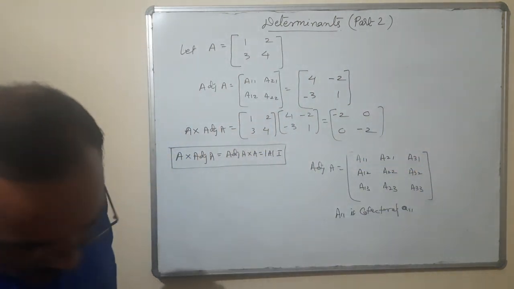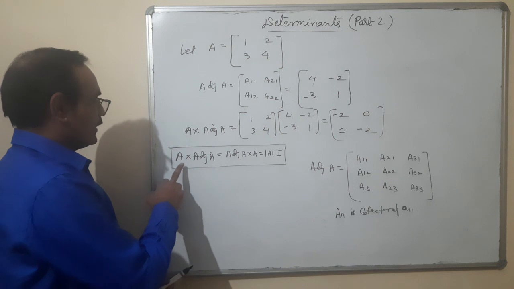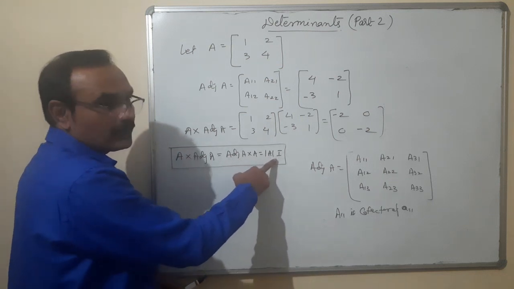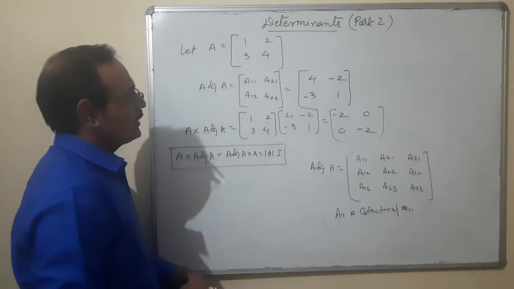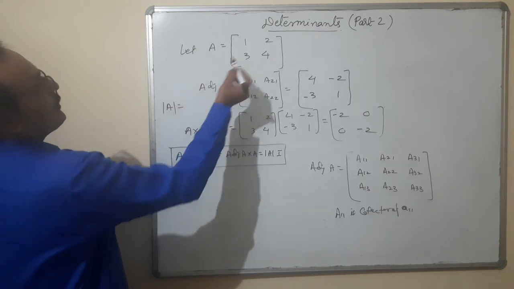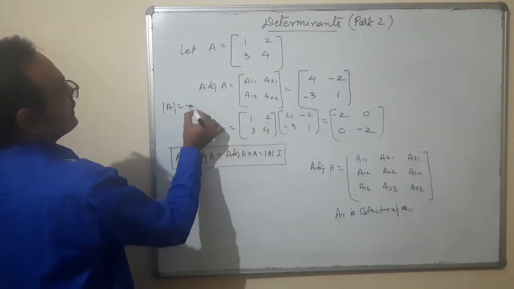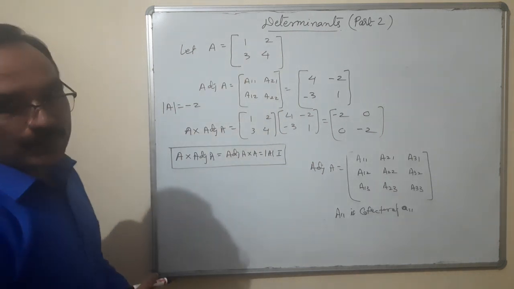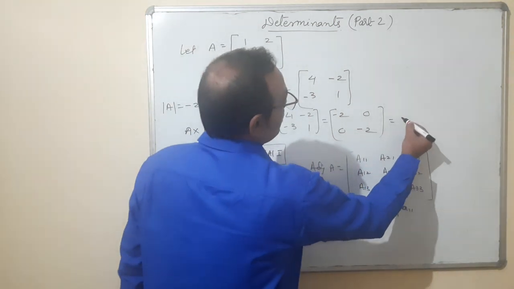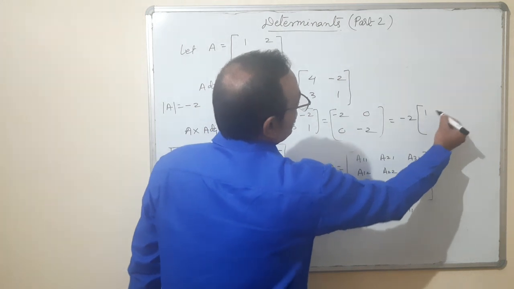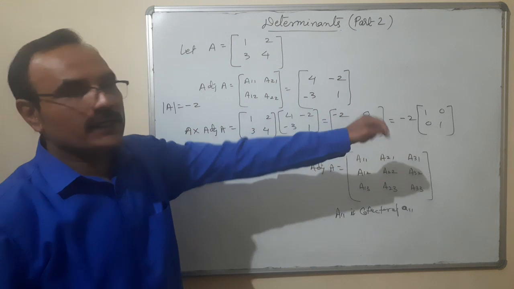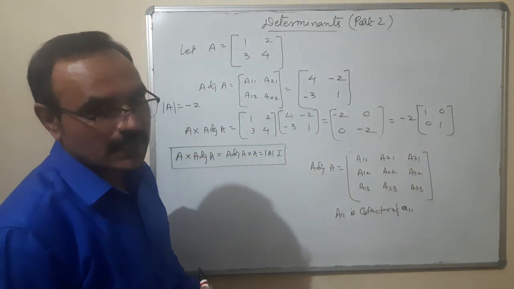Minus 2 is coming. The question, as I told you, is that A into adjoint of A is equal to adjoint of A into A, which is equal to the determinant value of this matrix A into I. What is the determinant value? It is 4 minus 6, which is minus 2. So if I take minus 2 out, then it is coming 1 0 0 1. And 1 0 0 1 is what? It is the identity matrix of 2 cross 2.